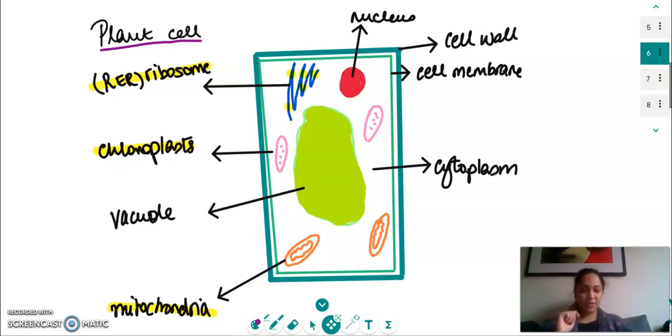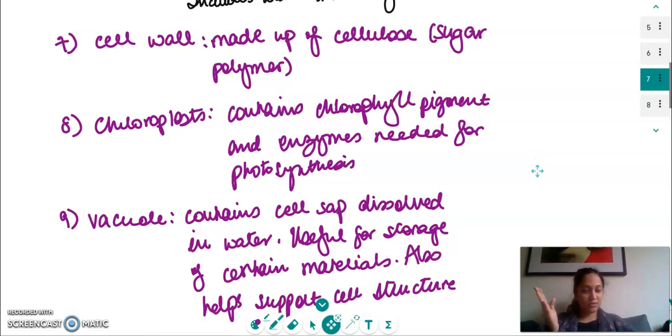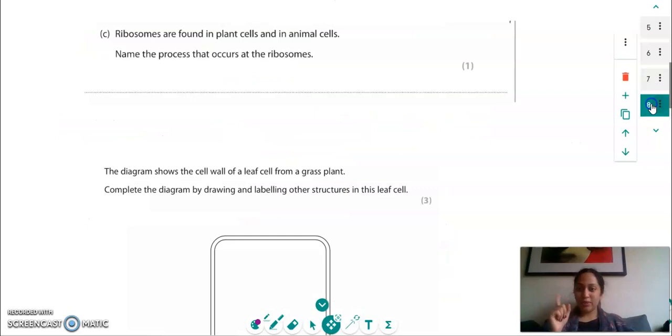So now let's have a look at some of these definitions a little closer. The remaining definitions for everything else and their functions are basically the same. But let's revisit the three things that are different in a plant cell. Cell wall, made up of cellulose. It gives the plant cell structure. A chloroplast, it contains the chlorophyll pigment, and it contains a lot of different enzymes that are important for photosynthesis. And then there is the vacuole, which helps give the plant cell structure, but it's also important for storage of different kinds of materials.